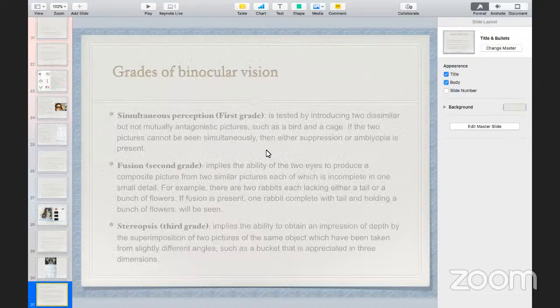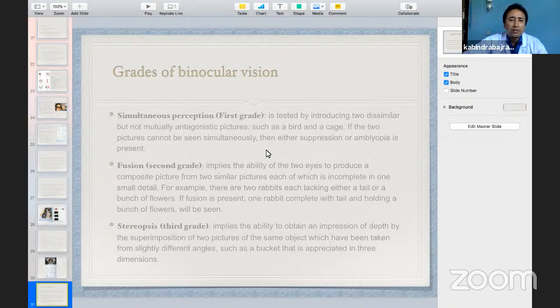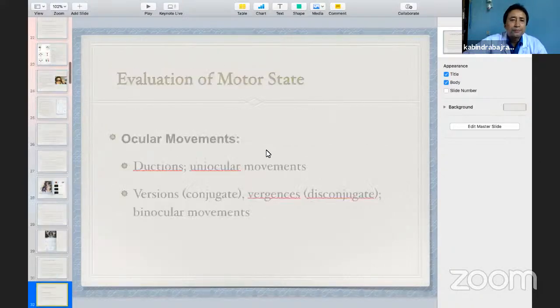So the synoptophore is used to test the grades of binocular vision also. Simultaneous perception, the first grade, is tested by introducing two dissimilar but not mutually antagonistic pictures, such as a bird and a cage. If the two pictures cannot be seen simultaneously, then either suppression or amblyopia is present. The second grade is fusion. It implies the ability of the two eyes to produce a composite picture from two similar pictures, each of which is incomplete in small details. And the third grade is stereopsis. It is the ability to see depth by superimposing two pictures taken slightly from two different angles.